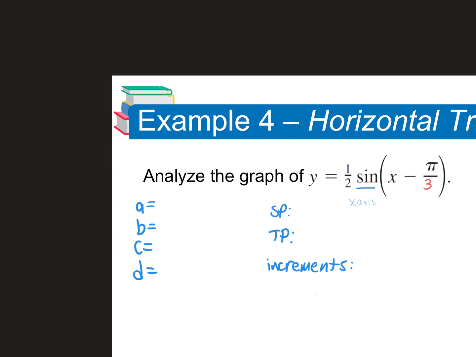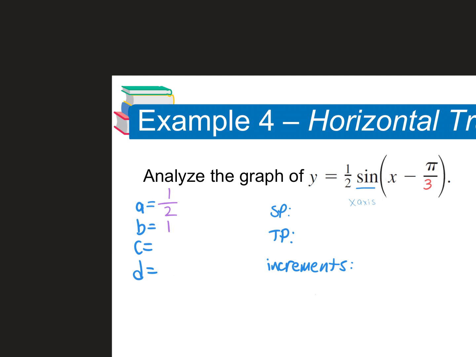Okay, A. Remind me again what A is. It's the amplitude. It's the number in front. What number is in front? 1/2, okay? Positive or negative? It's positive, so 1/2. B is the number in front of your x. What number is there? What number is in front of x? 1.